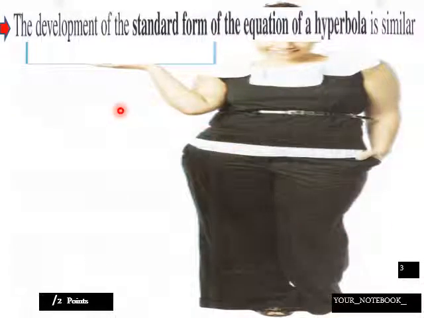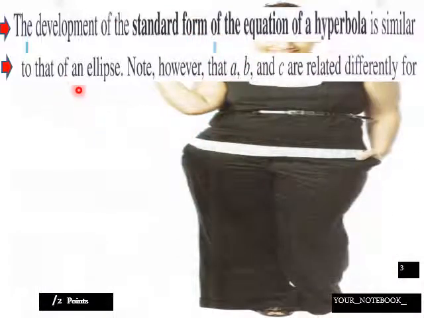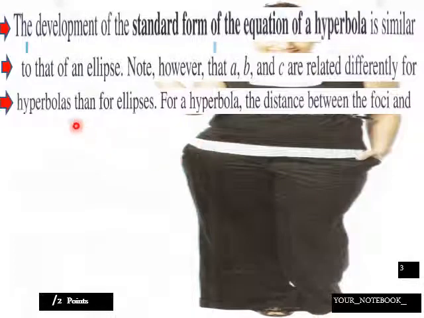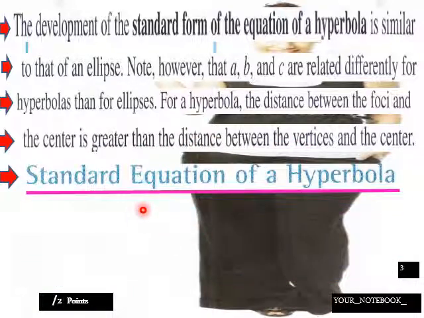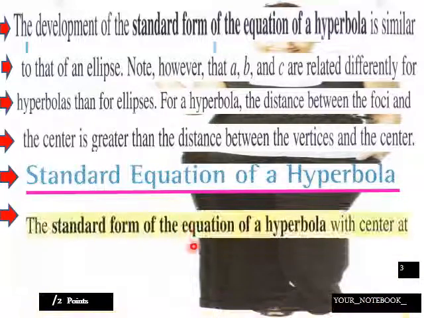Okay, slide number 3. The development of the standard form of the equation of a hyperbola is similar to that of an ellipse. Note, however, that a, b, and c are related differently for hyperbolas than for ellipses. For a hyperbola, the distance between the foci and the center is greater than the distance between the vertices and the center.